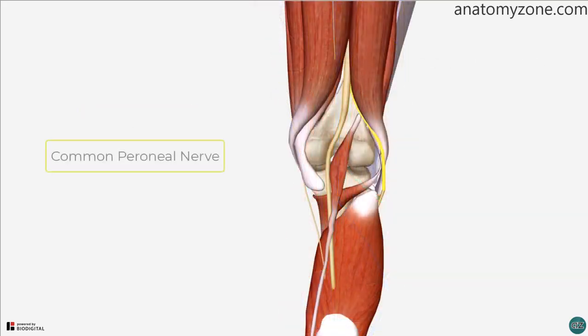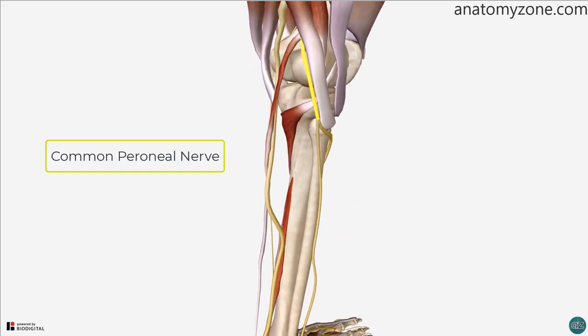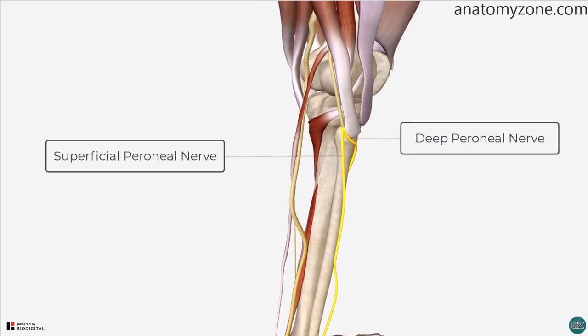The common peroneal nerve leaves the popliteal fossa by following the tendon of the biceps femoris. It winds around the neck of the fibula to enter the lateral compartment of the leg, branching into the superficial and deep peroneal nerves. The common peroneal nerve is susceptible to injury or compression as it winds over the fibular neck, which can result in foot drop.